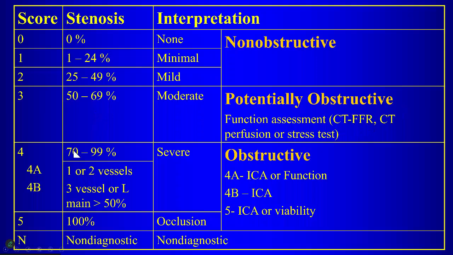If the stenosis is from 70 to 99%, that is considered severe stenosis. Here we have obstructive disease. For 4A, if it's 1 or 2 vessels involved. For 4B, if you have 3 vessels, or if the left main coronary artery is involved, and this is something that you should know, if stenosis in the left main is greater than 50%, that is a 4B lesion. So the left main is the exception in terms of stenosis. For 4A stenosis, the recommendation is invasive coronary angiography or functional assessment. For 4B, it's invasive coronary angiography.